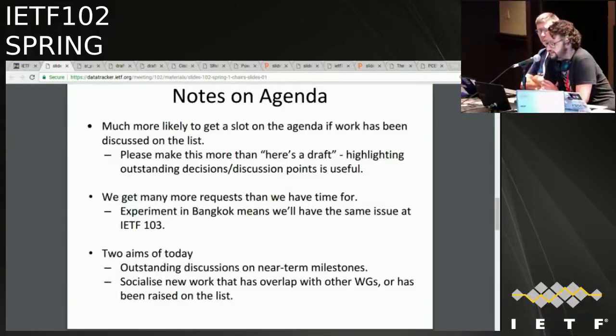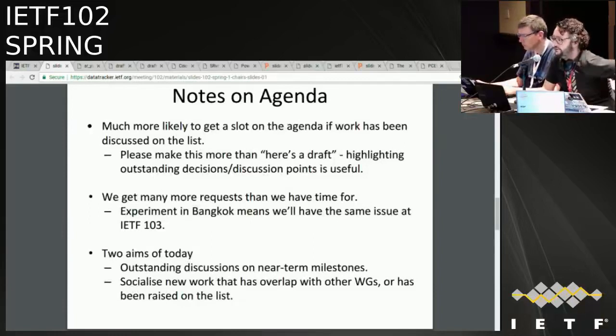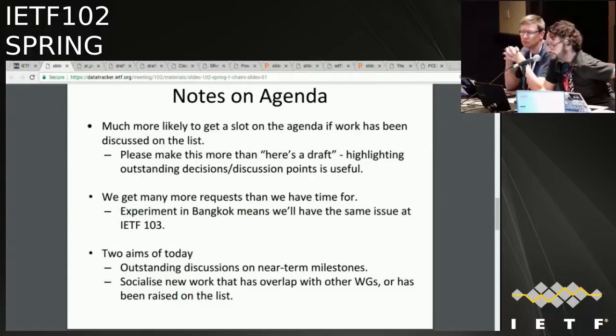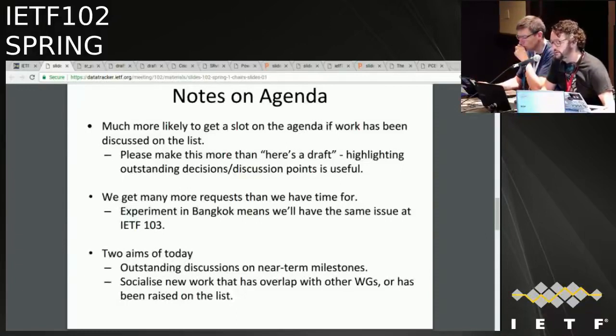Please try and send a mail to the list that is more than just the forwarded draft submission announcement. It would be good to highlight what decisions and discussion points there need to be for the draft. And I think we'll try and bias towards things getting onto the agenda based on having had some of that discussion and being able to address some of those decision and discussion points. As you're probably aware, there's an experiment around the agenda and slots for IETF 103, so that's going to mean that we also continue to have this problem. So the discussions that we're trying to bias towards in the agenda today, and I think going forward, are to figure out some of these discussions on the near-term milestones, make sure they're concluded, and then to start to socialize new work that has overlaps with other working groups or has been raised on the list.